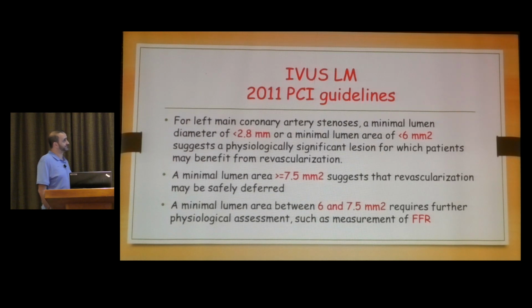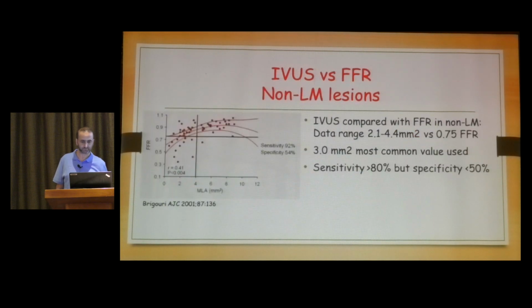What do the guidelines say about left main IVUS? In left main artery stenosis, a minimum lumen area of 2.8 millimeters or an area of less than 6 millimeters square suggests a physiologically significant lesion for which the patient may benefit from revascularization. If you have an area more than 7.5, it suggests that revascularization may be safely deferred and left alone. If you have an area between 6 and 7.5 millimeters square, you may require further evaluation, such as an FFR or an IFR in these patients.